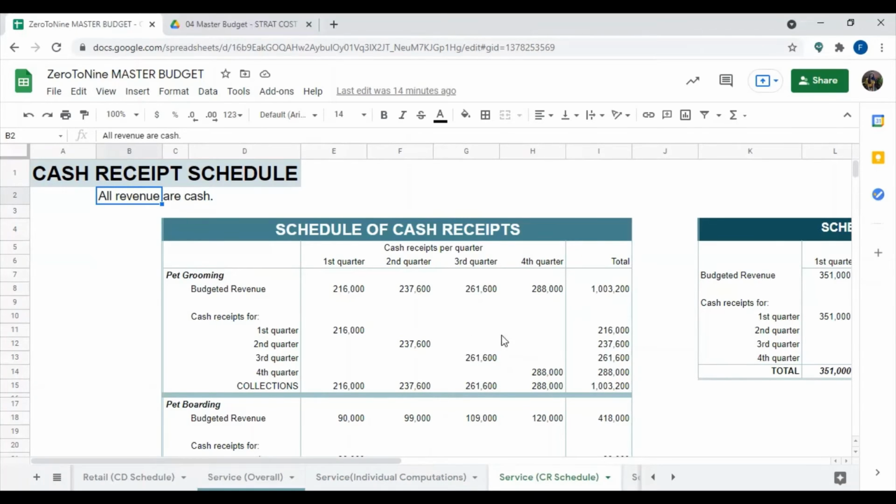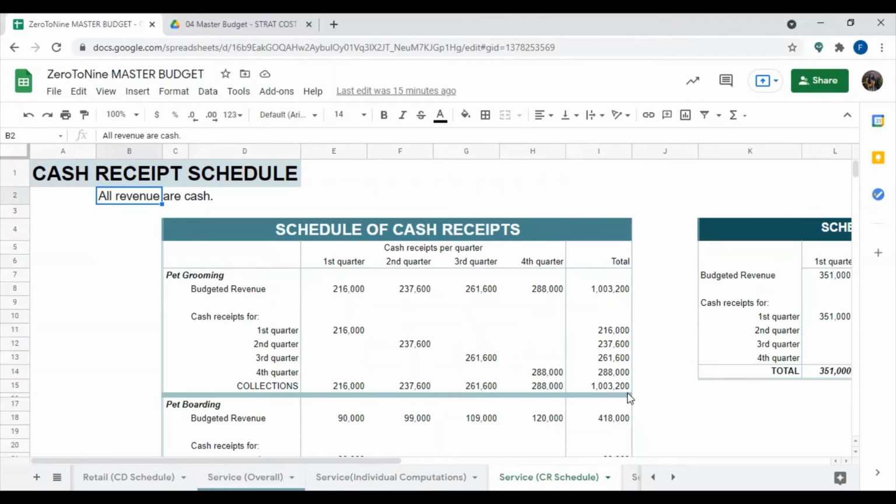And for the third quarter, the total budgeted revenue will be 261,600, which will be collected in the third quarter. And the fourth quarter budgeted revenue is 288,000, which will be collected in the same quarter since all revenue is cash. So with a total cash receipts for the whole year of 1,003,200.